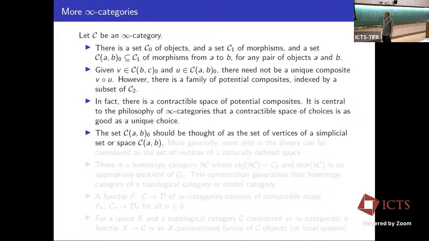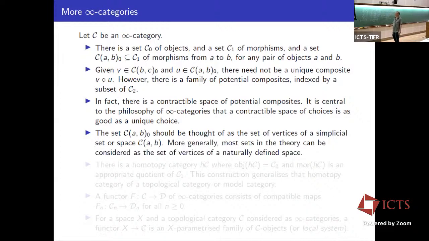And similarly, you've got the C(A,B)_0. I said this is a set of morphisms from A to B, and in the same way, there's a slightly more elaborate procedure where we think of this C(A,B)_0 as being not just a set, but the set of vertices of a simplicial set or a space C(A,B). And that's generally how things work out.